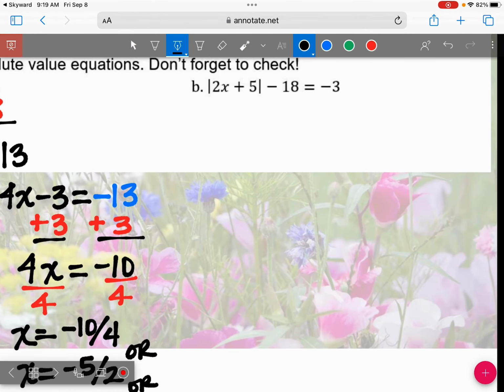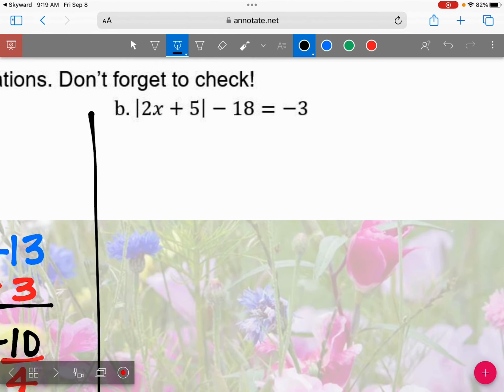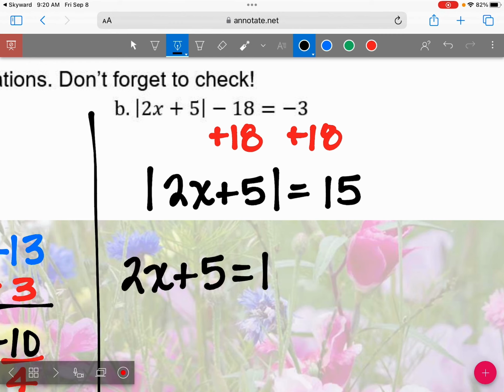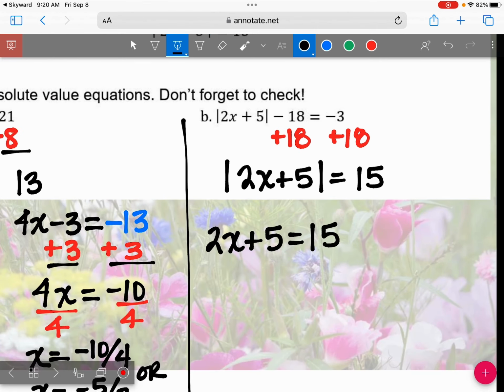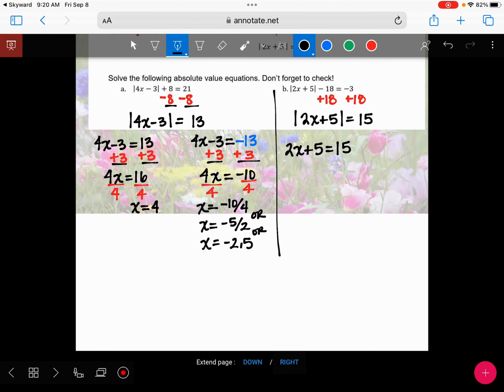All right, let's look at B. So what am I going to do first for B? Add 18. So go ahead and add 18. So that would be the absolute value of 2x plus 5 equals 15. And now you're going to break it apart into two equations. So 2x plus 5 equals positive 15, and 2x plus 5 equals negative 15.